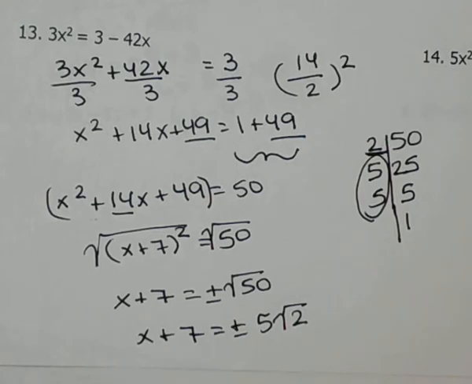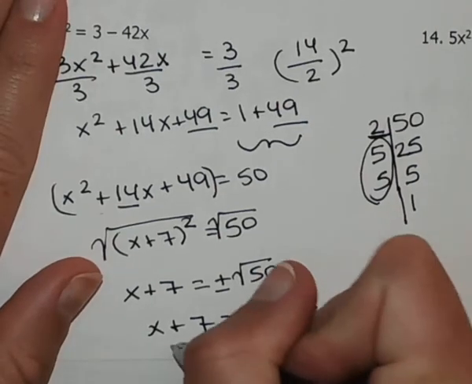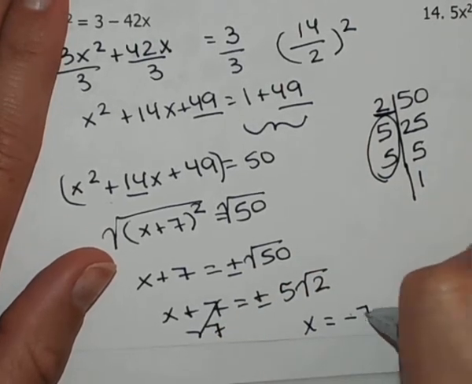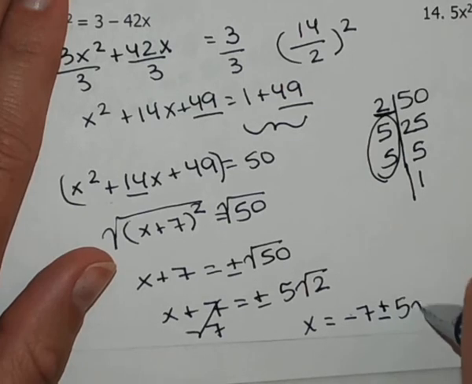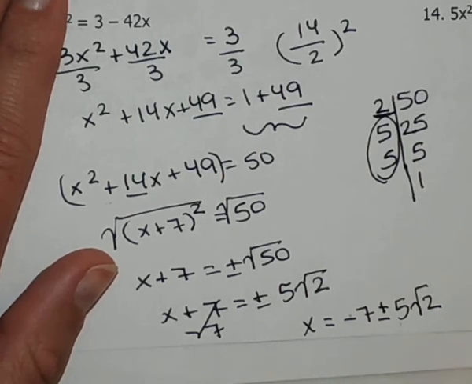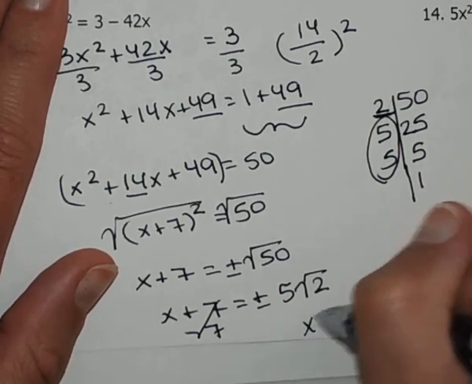All right. Then all you do is subtract over your 7, and then you have x equals negative 7 plus or minus 5 radical 2. This is one full term, so we can't combine the 7 and the 5 out front. So this is your final answer here.